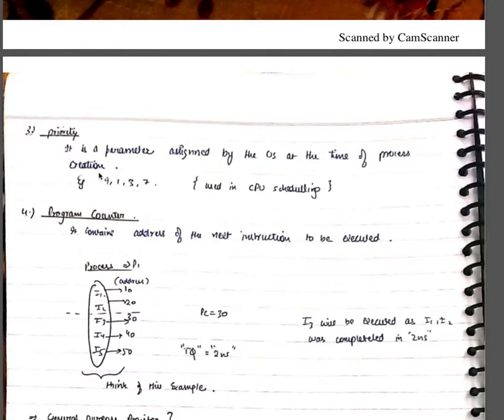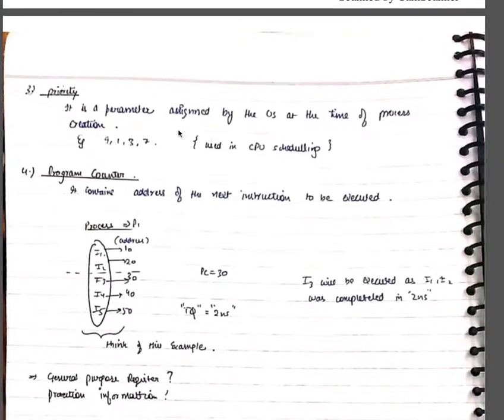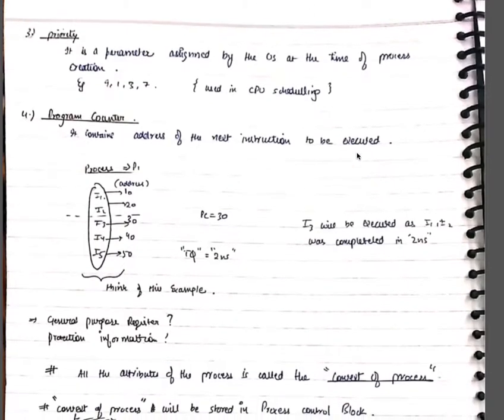Moving forward is the priority. Now, whenever the process is created, it can be assigned some priority based on the CPU scheduling algorithms, and we'll be seeing that as we move forward.